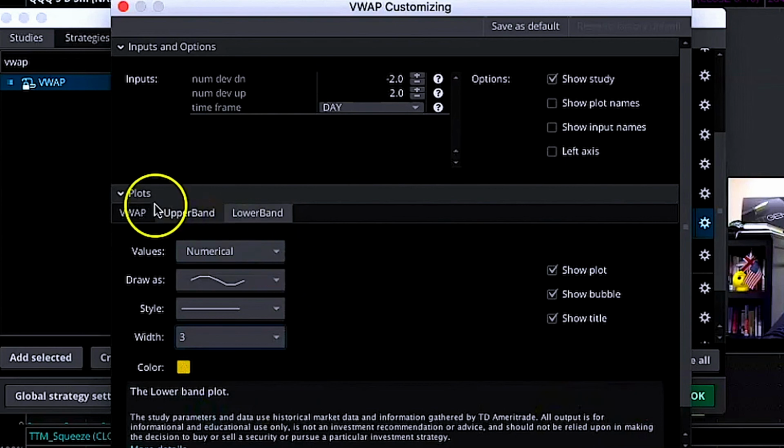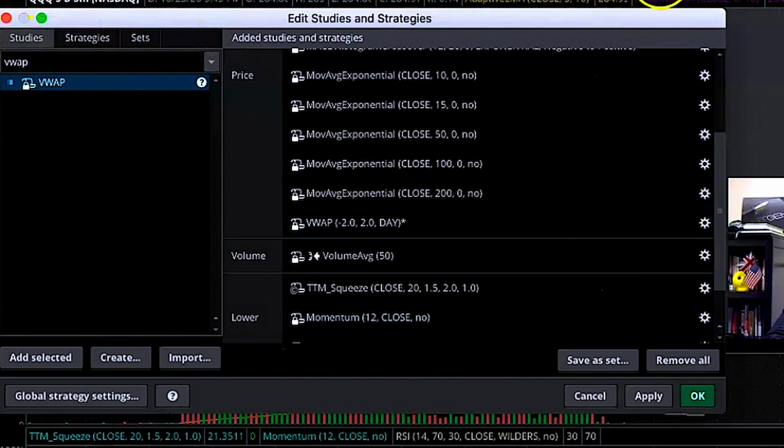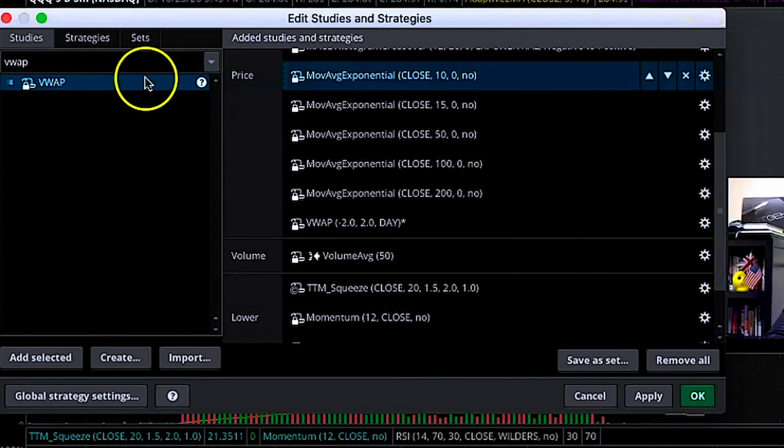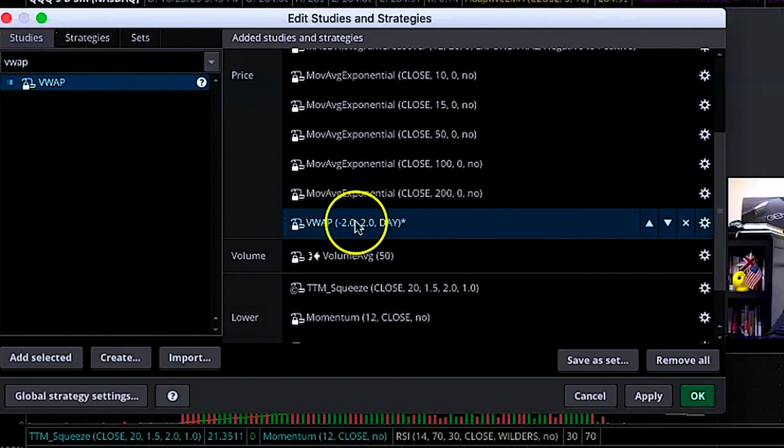Once we're done with that, there are 3 things that we're going to do. Let me start again. First thing, you go to edit study here and click on it. Then the next thing, you type VWAP into the search box and double tap it. It comes right in here.